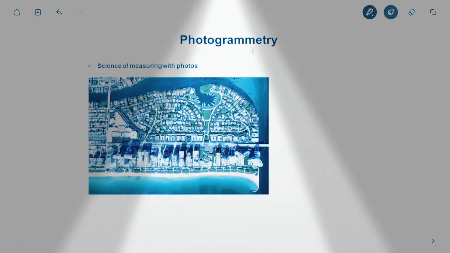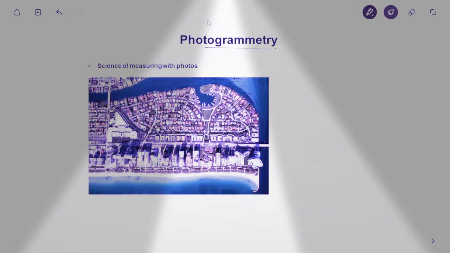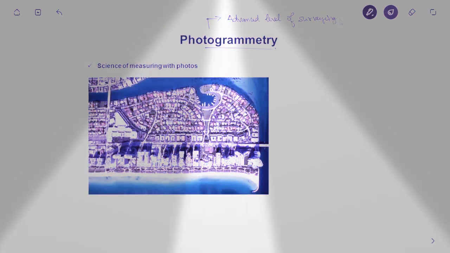In this video, we'll see about photogrammetry. So photogrammetry is an advanced level of surveying. So this is being used currently nowadays. So photogrammetry, simply put, it is the science of measuring with photos.